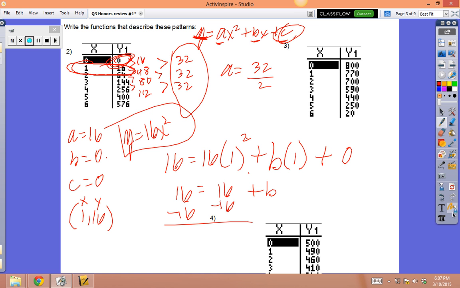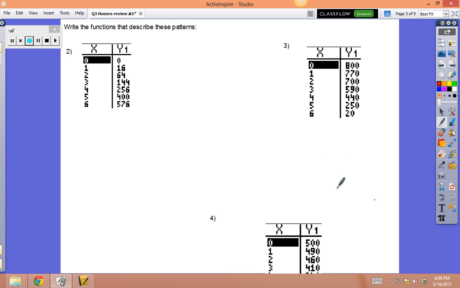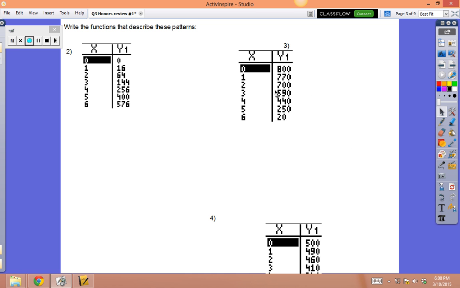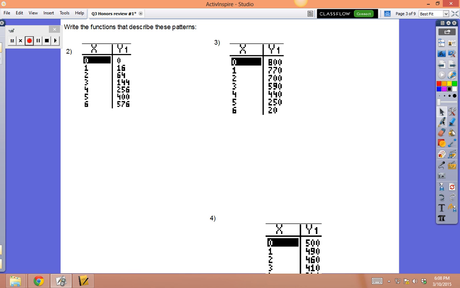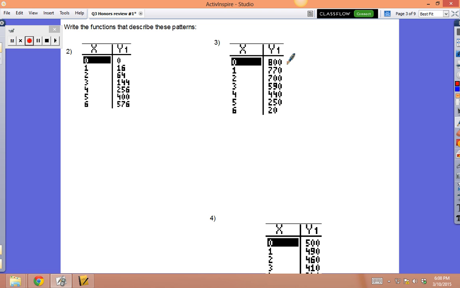Okay, now let's look at 3. 3, I believe, has a b. So it's going to be a little bit harder maybe. Okay, this one. You start looking at your pattern and these numbers are decreasing. So they're changing in a negative way. 800 to 770, that went down, so that's negative 30. 770 to 700, that went down 70.